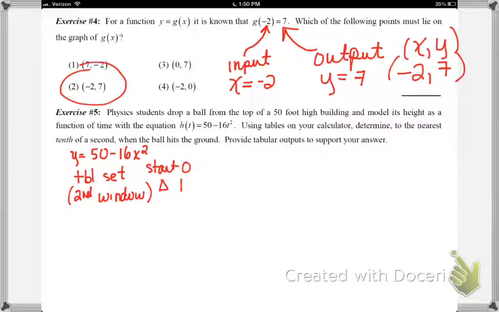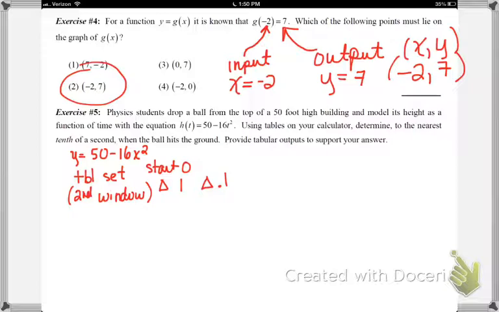When does it hit the ground? It hits the ground when the height is 0. So that was when y is equal to 0. So since we want to determine it to the nearest tenth of a second, let's go to our table set, and still starting at 0, let's make our delta table 0.1. So again, for second window, keep your start at 0, but let's make our delta 0.1, and I'll press second graph and scroll down on your x value till the y reaches 0.